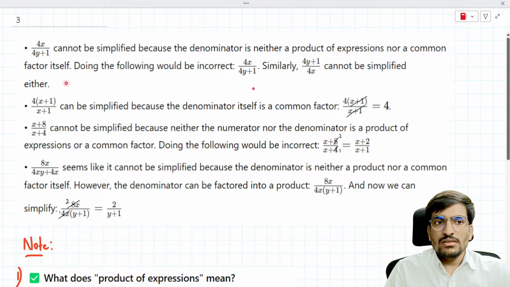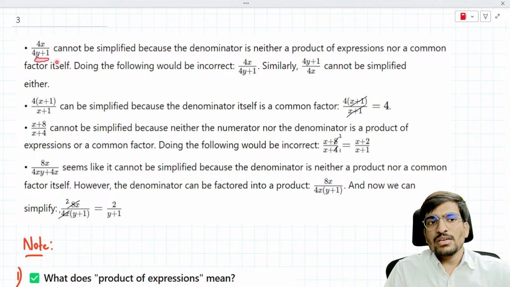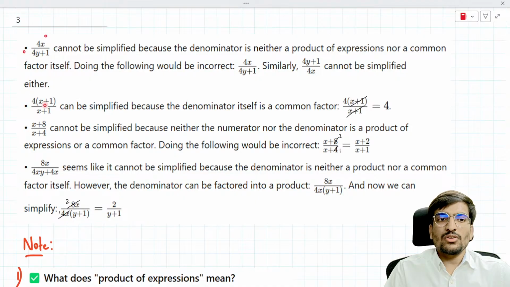And you see here, in the first one, you cannot simplify this one, because in the denominator there is no product of terms. In the numerator we have a product of terms, 4x, and in the denominator 4y plus 1. That's it. These are not in product. Let's say there is a parenthesis and x. Yes, now they are in product. Then you can remove x and x. You must remember that there must be products in the denominator and numerator to eliminate the x term in the numerator and denominator.